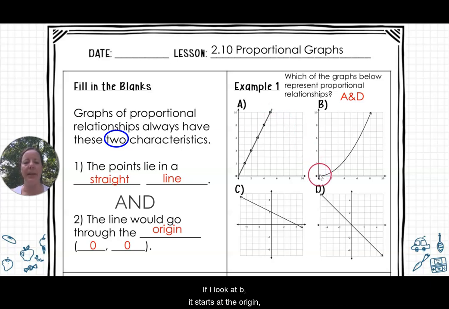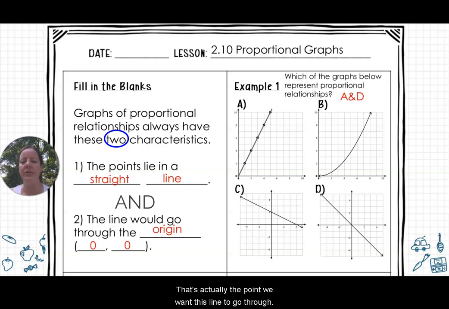If I look at B, it starts at the origin, but it's not a straight line. It has a curve or a bend to it. If we have a curve or a bend on our graph, it's not proportional. C is not proportional. It does meet our first criteria. It is a straight line, but if I look here, that is not the origin. That is not 0, 0. That's actually the point 0, 2.